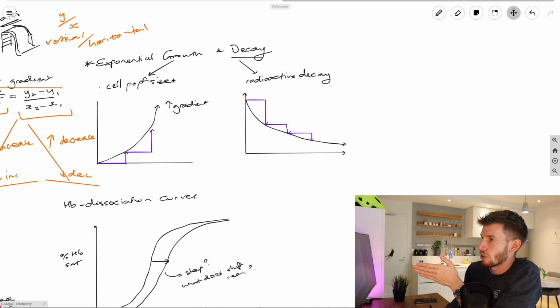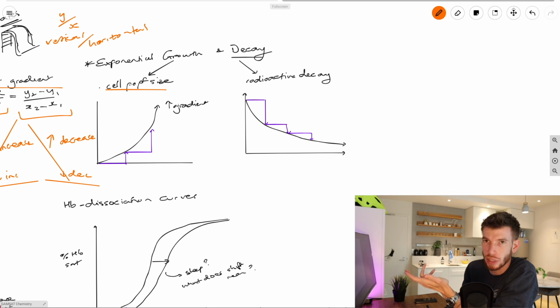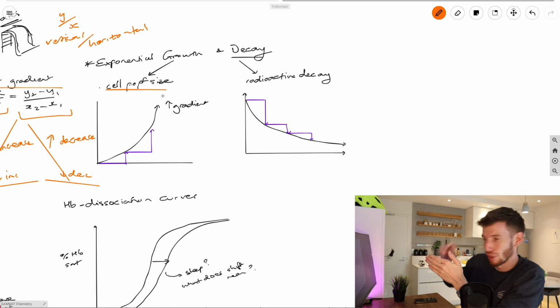Then exponential growth and decay is not linear. So we've got two different types. So growth, a common example would be cell population size. And so we'll see this curve upwards like a plane taking off, although more like a jet. I guess planes wouldn't want to go vertical.